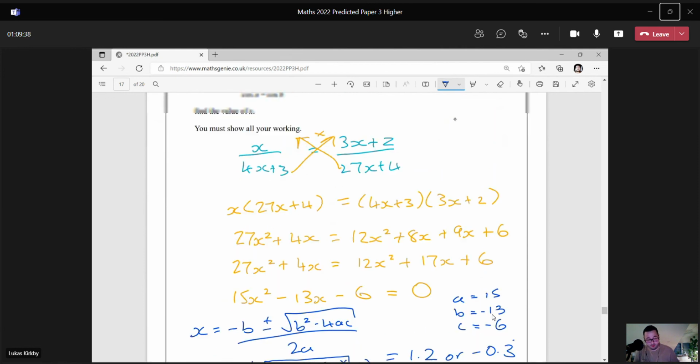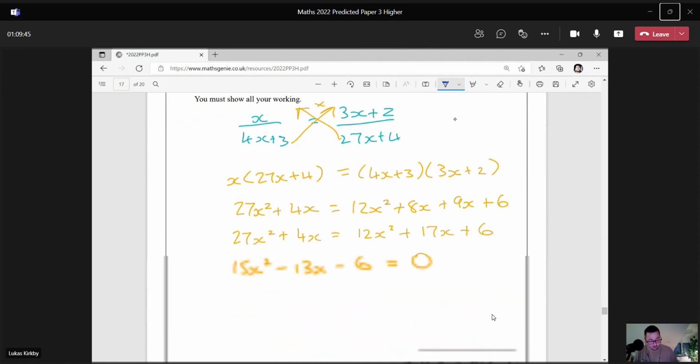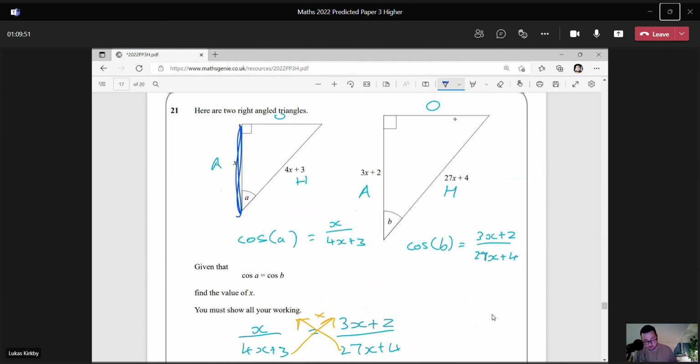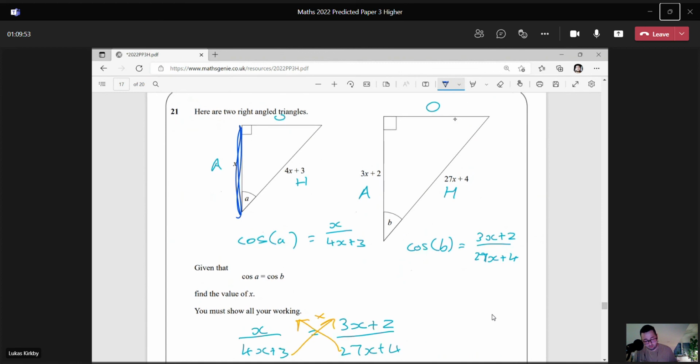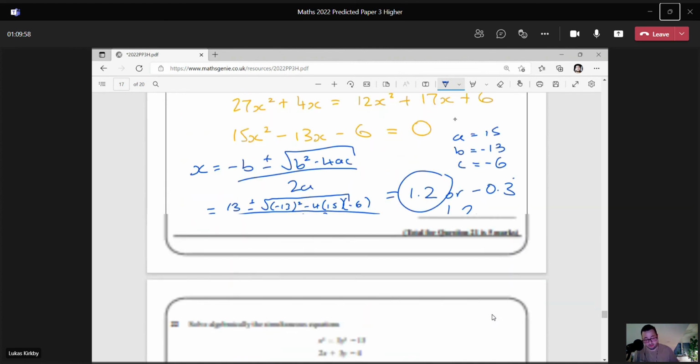But if we look at it, x can't be minus 0.3 because you can't get a negative length. So it must be this. So it's 1.2, and it doesn't actually say what the units are, so we'll just leave it as 1.2.